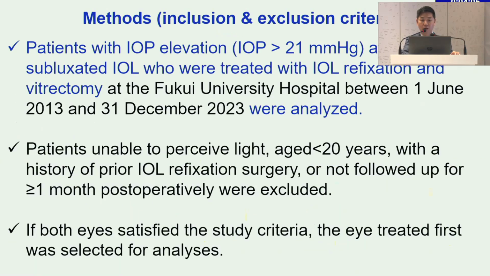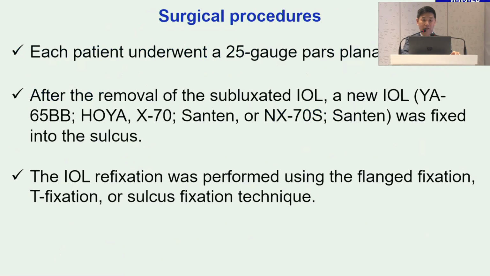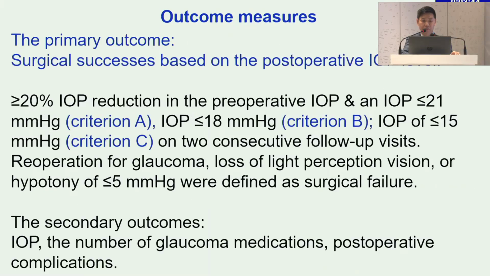Patients with IOP elevation and a subluxed IOL who were treated with IOL refixation and vitrectomy were analyzed. Each patient underwent a 25-gauge pars plana vitrectomy. After the removal of the subluxed IOL, a new IOL was fixed into the sulcus. Primary outcomes were surgical successes based on the postoperative IOP levels, as shown in this slide.